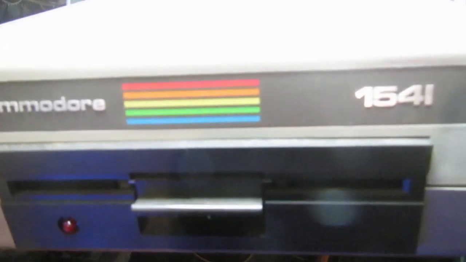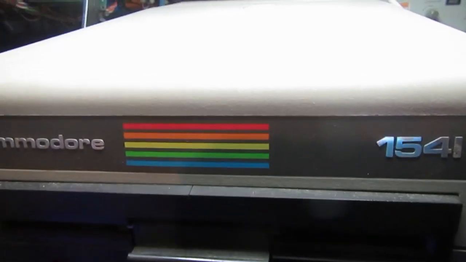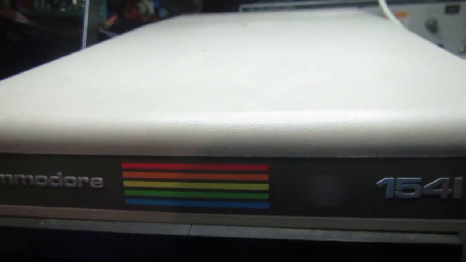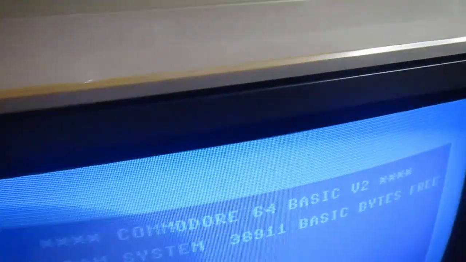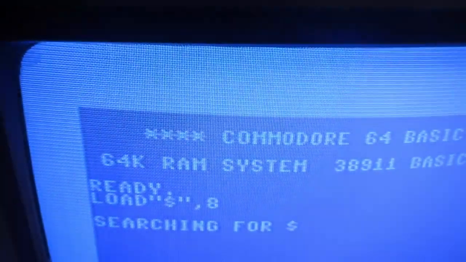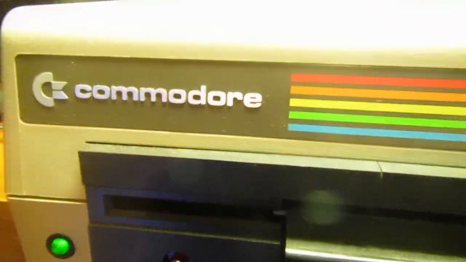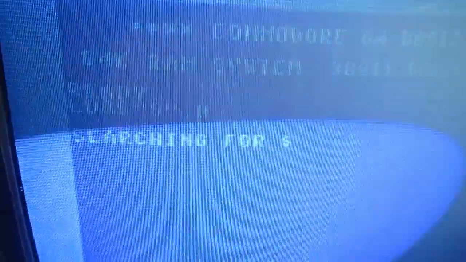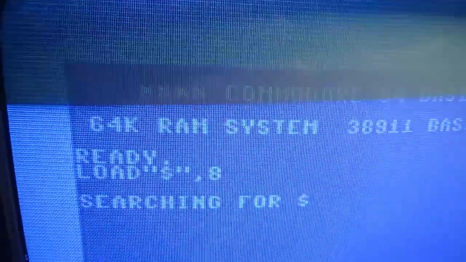Okay, this is the next one on the bench, and it has a strange behavior. I'll try to load the directory. The motor starts, the red LED doesn't light, and the motor runs forever. The C64 stops responding; even Run/Stop doesn't work. Okay, time to open it.